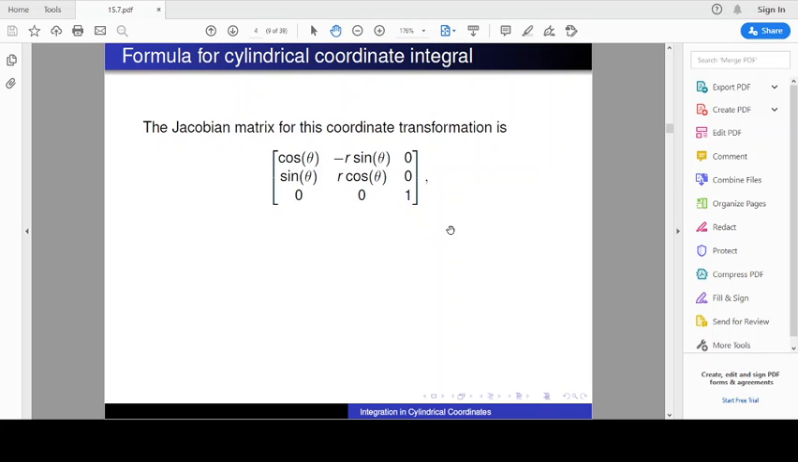So you get this Jacobian matrix that has the Jacobian matrix for polar coordinates in the top left corner, and then zeros elsewhere except for a 1 on the sort of bottom diagonal piece.